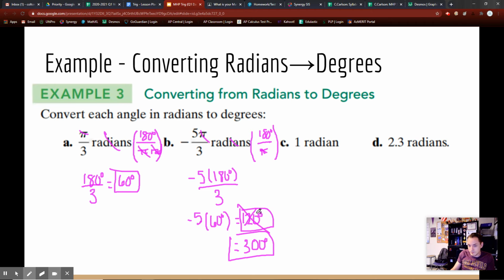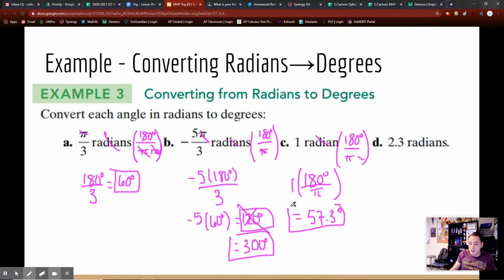300. 1 radian. Let's see if we can get it. So this is 180 degrees all over pi. The radians would cancel out here. The pi's don't cancel out, and so really what I have is 180 degrees all over pi. Technically, this is times 1 here. And this actually reduces down when I solve it to 57.3 degrees.